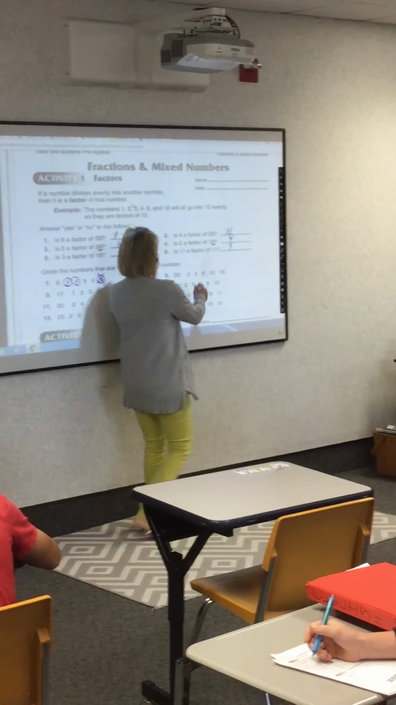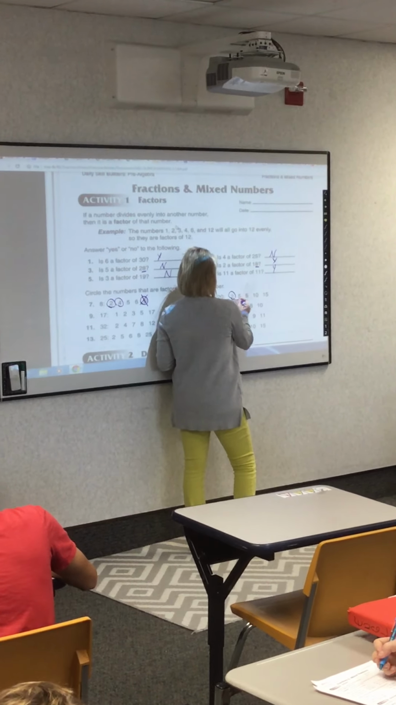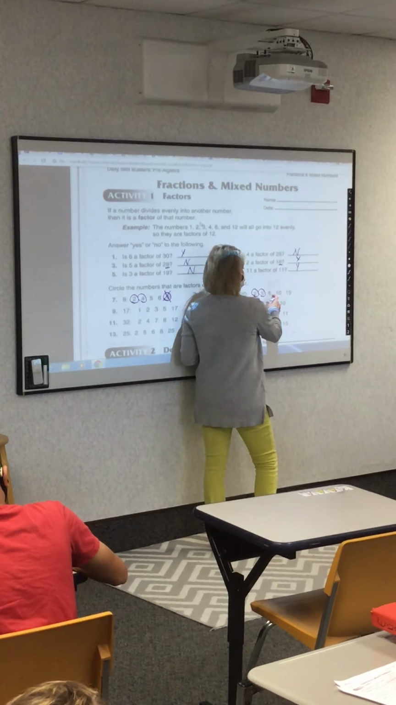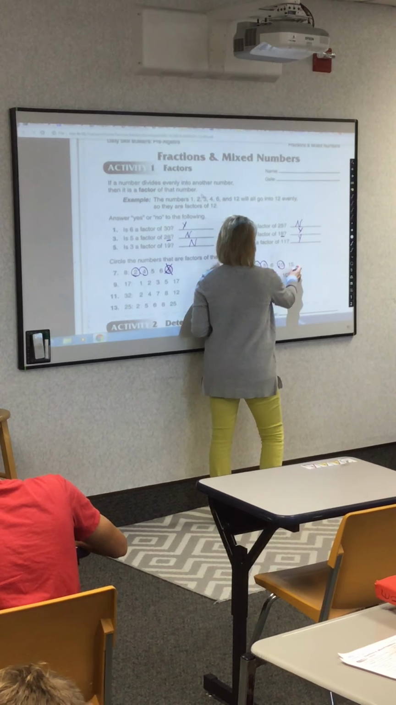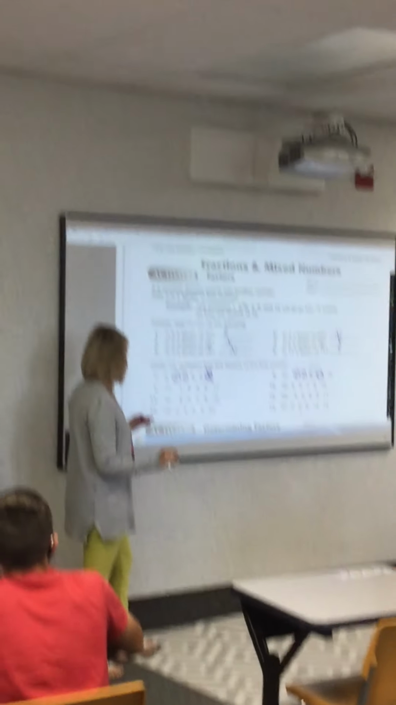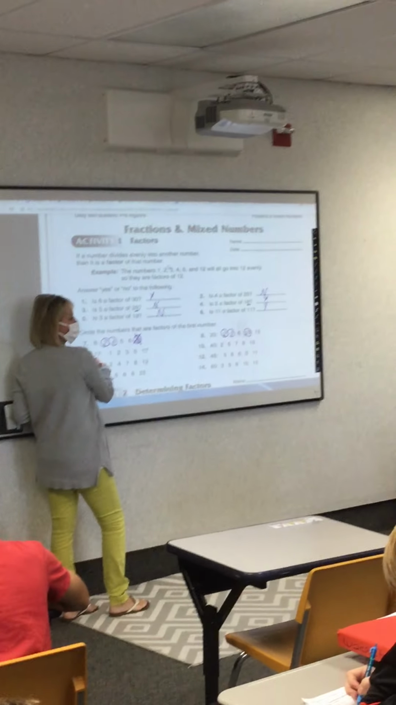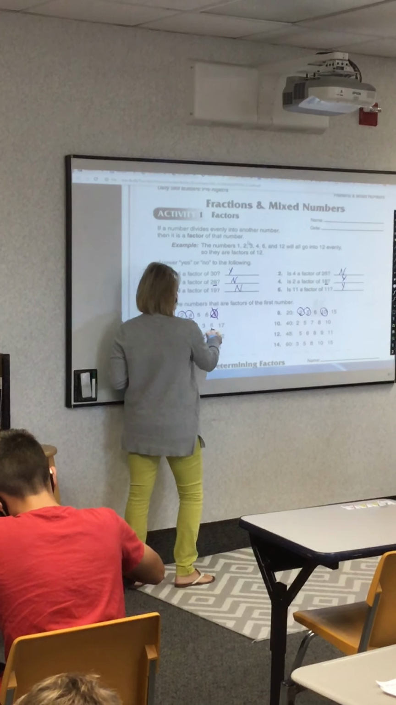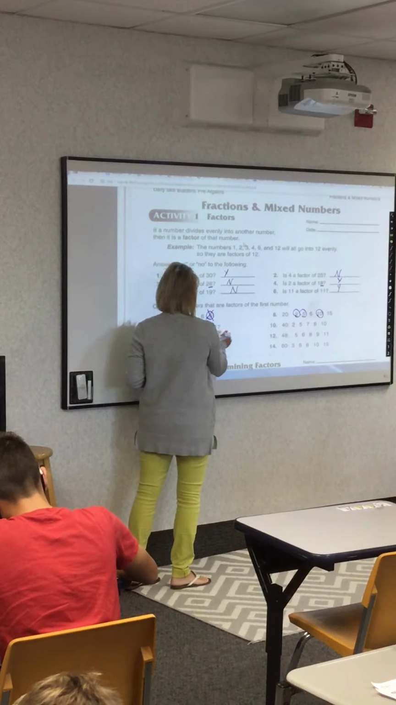Factors of 20. 2? Yes. 5? Yes. 6? No. 10? Yes. 15? No. I hear about the same 4 voices. I need everybody to help answer here. Factors of 17. 1? Yes. 2? No. 3? No. 5? No. 17? Yes. Okay.